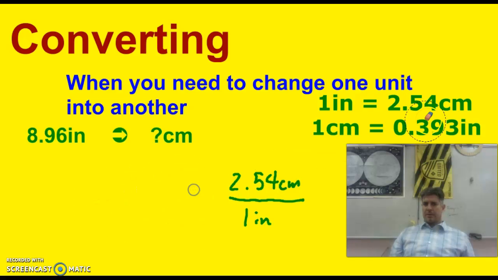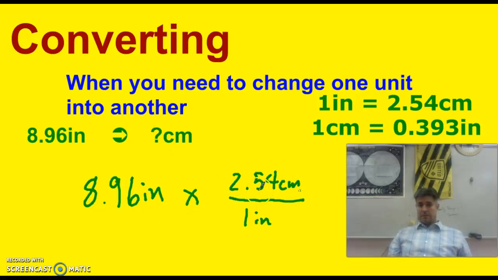So I'm going to erase this. These are equal to each other. And so what I'm going to do is take this fraction and multiply it by the number that I have. The reason I want to use this one is because what I have is in inches, so 8.96 inches. And I want to multiply it by this fraction. So really this is 8.96 inches times 2.54 divided by 1 inch. And so now I have inches divided by inches, which, as we just saw, cancels or is equal to 1. And so if I divide by 1, I still get 8.96.